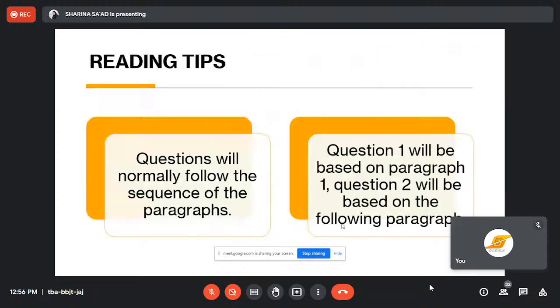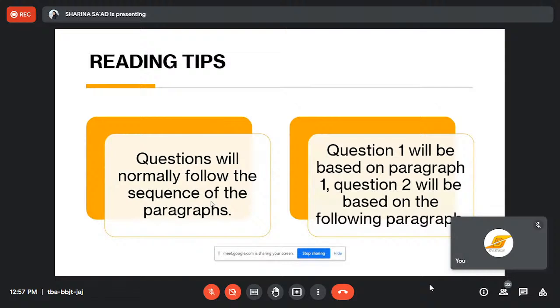Questions will normally follow the sequence of the paragraphs. This one is very obvious. Question 1 will always be from paragraph 1. The answer will always be from paragraph 1.